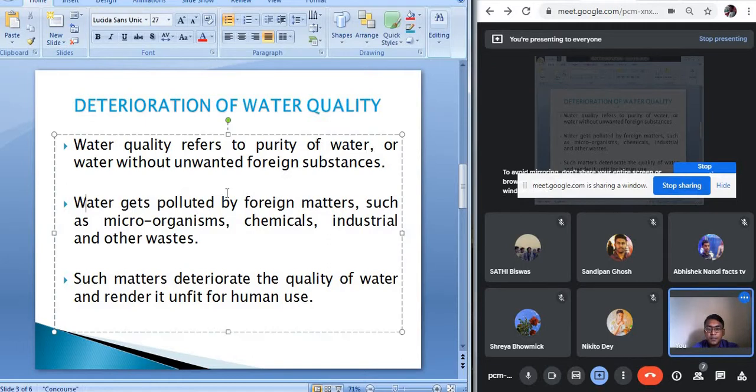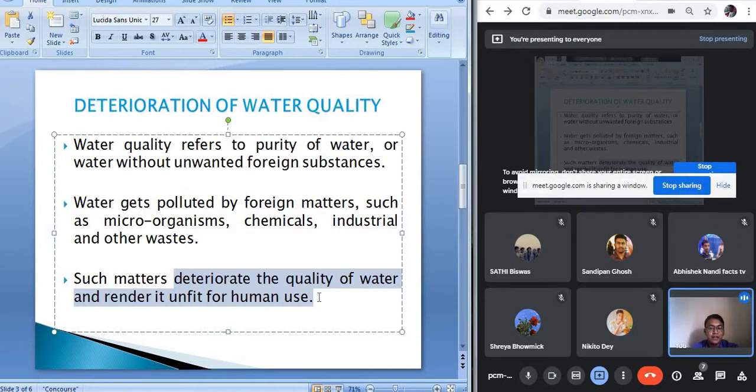So water gets polluted by foreign matter such as microorganisms, chemicals, and industrial and other waste. Different kinds of microorganisms, different types of chemicals, different types of industrial and other waste products, when they mix with the water, the water gets polluted. Such matter deteriorates the quality of water and renders it unfit for human use.